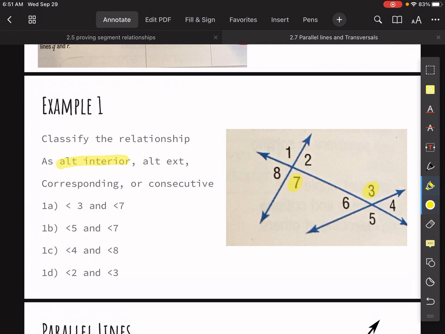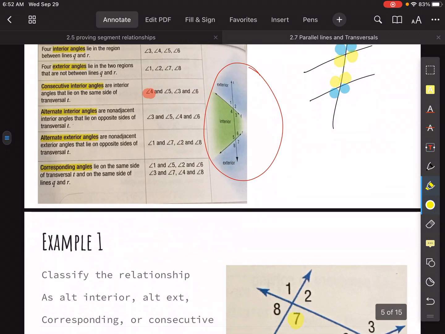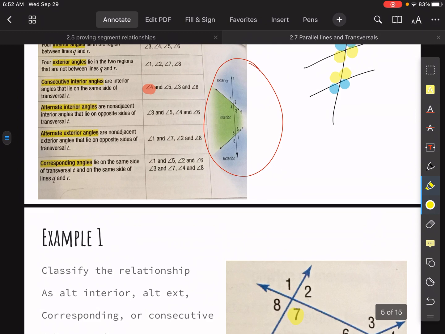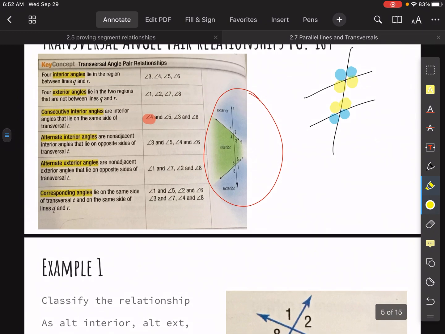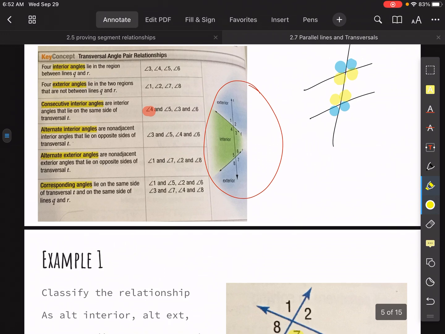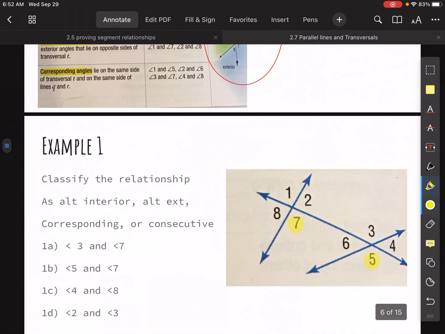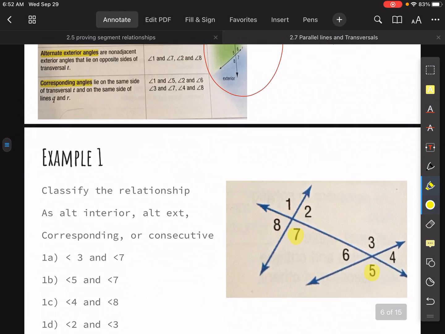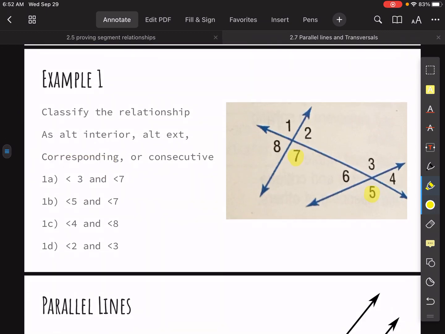So 1A would be alternate interior. For 1B, we have 5 and 7. Let's look at that. 5 is here, 7 is here. These are on the same side of the transversal. They're not both inside, so one's inside, one's outside. So it can't be alternate exterior or interior because we have a mix, right? Whenever you have a mix, you have it boiled down to corresponding, or it could be consecutive, but consecutive happens both on the inside, right? So if it's one on the inside, one on the outside, you're down to just one possibility, and that is corresponding.